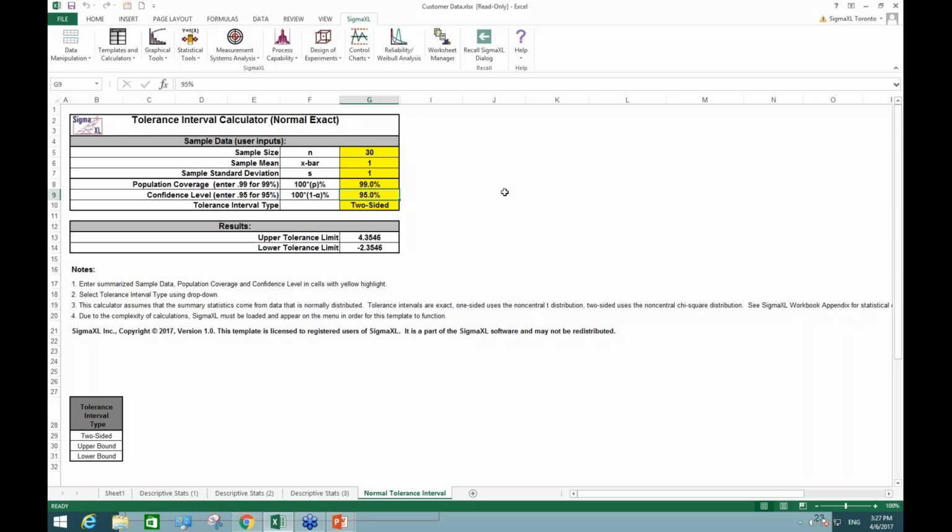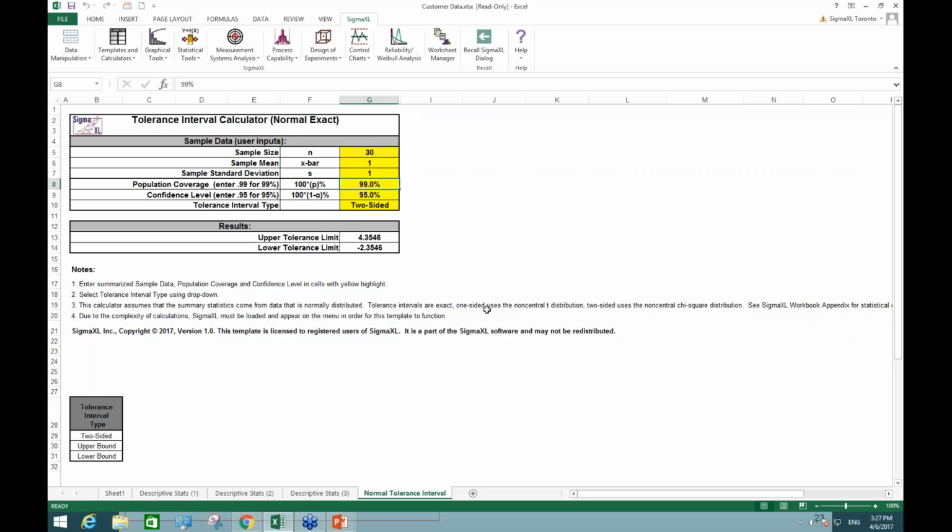And so what this calculator tells me is what is the tolerance interval that will include 99% of the population data at a 95% confidence level. So it's the same as what I was showing you earlier under descriptive statistics, but those were calculated using non-parametric methods, percentile methods. This is using an exact technique.